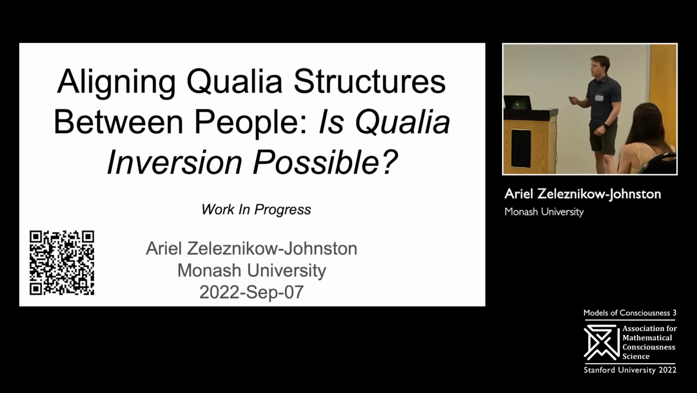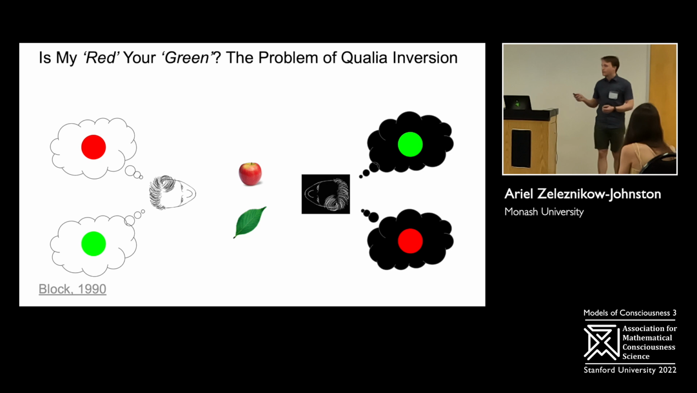So to start us off, we imagine we look at objects in the world, as Paul was just telling us, and those objects elicit color experiences, or qualia. And the question of qualia inversion is the idea that maybe the experience I have when I look at an apple is the experience someone else has when they look at a leaf. That there may be a disjoint between which stimuli we're looking at and which experiences we have.